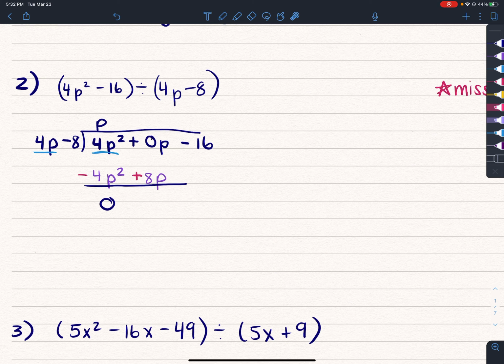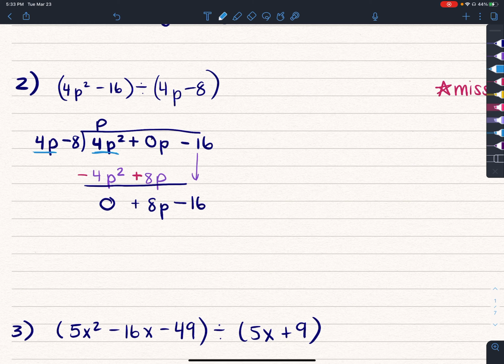And I'm doing that because 0 is really just a placeholder. So it holds the place for the p's that will eventually pop up from this multiplication. So now I can do this operation. I have 0p plus 8p, and now I have 8p. And I can take this and drop that down, minus 16. And now the rest of the process is the same.